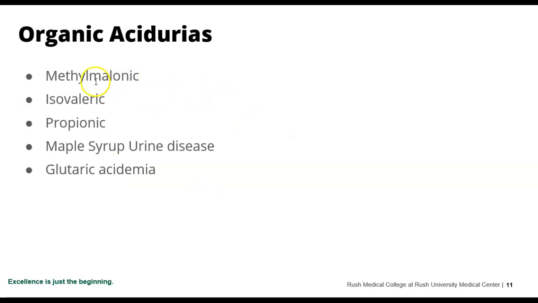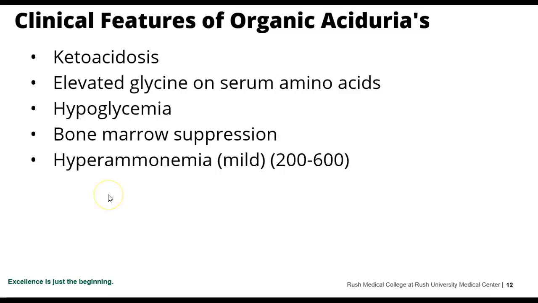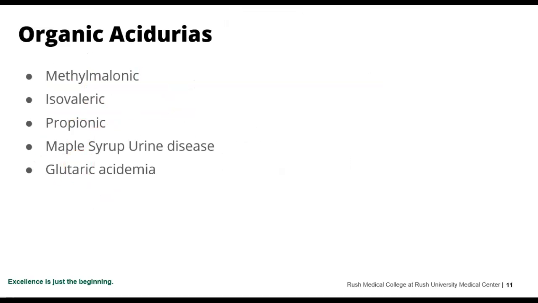Examples of organic acidurias include methylmalonic, isovaleric, propionic, maple syrup urine disease, and glutaric acidemia. Clinical features, and again, these are all super rare disorders. I do not expect you to differentiate between one or the other, and quite frankly, only metabolic geneticists are expected to be able to differentiate between one of these or the other.